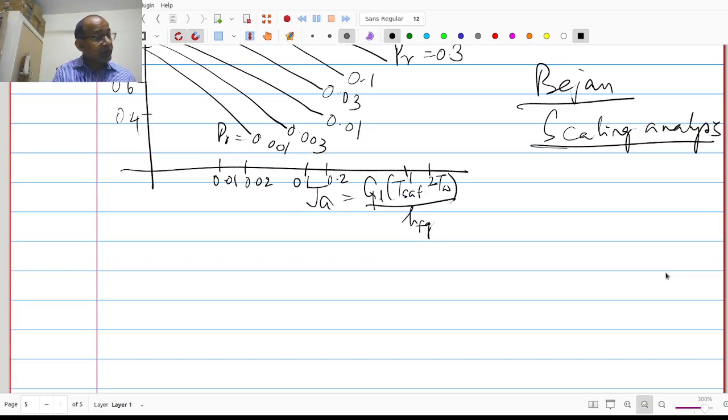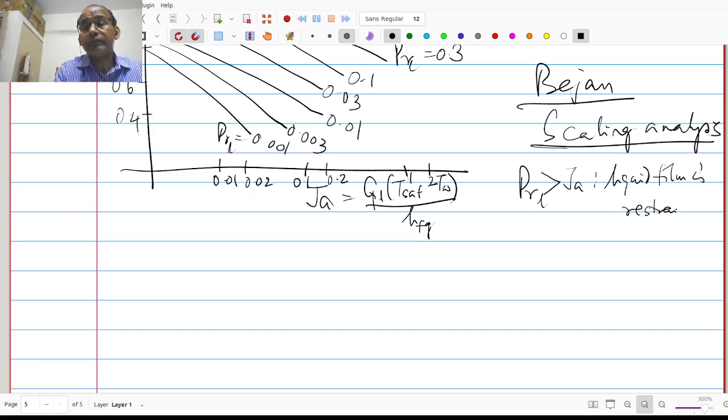So what he actually found is that for Prandtl number of the liquid, if it is greater than the Jacob number, then the liquid film is restrained by friction, and if it is less than Jacob number, it is restrained by inertia.